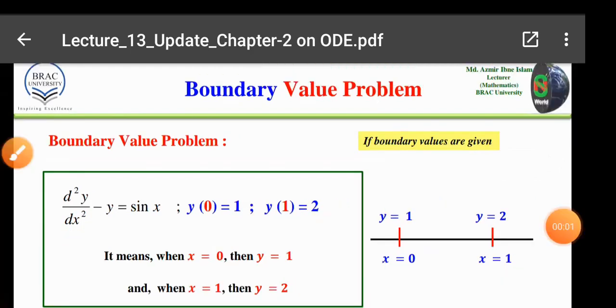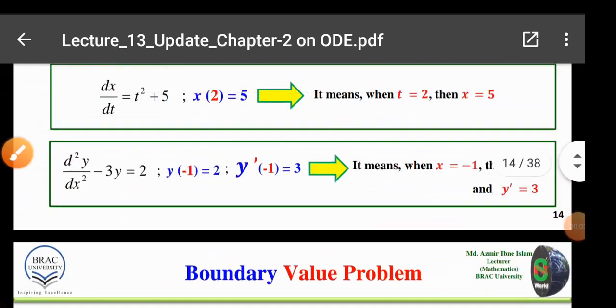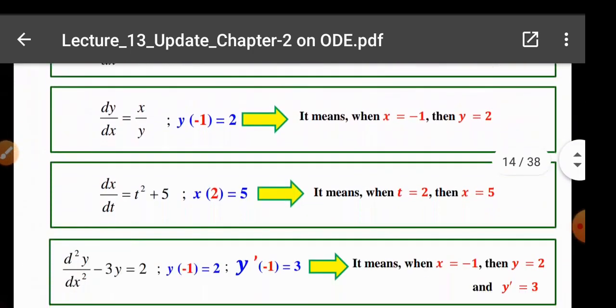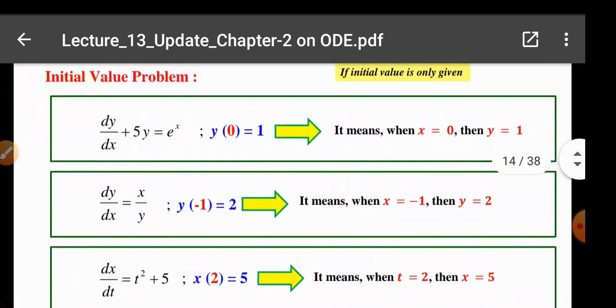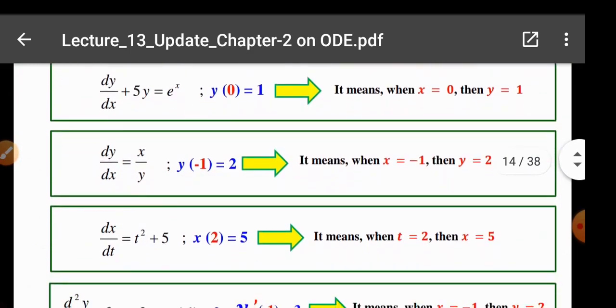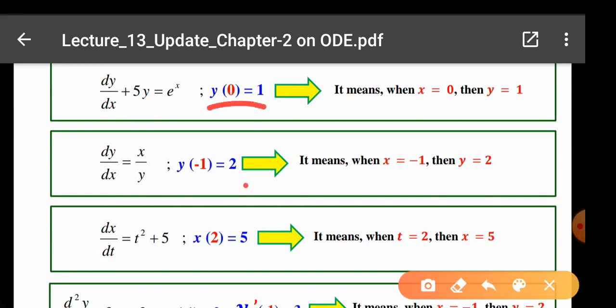Now we have to focus on the concept of initial value problem. Here you can see four examples are given. All these four examples are differential equations. With all these four differential equations, we have only one condition.